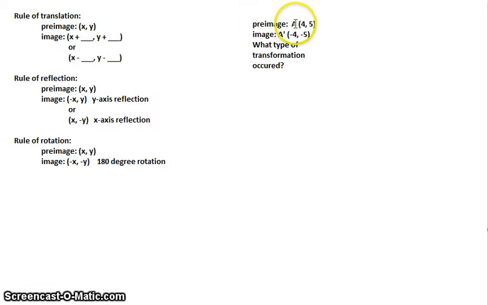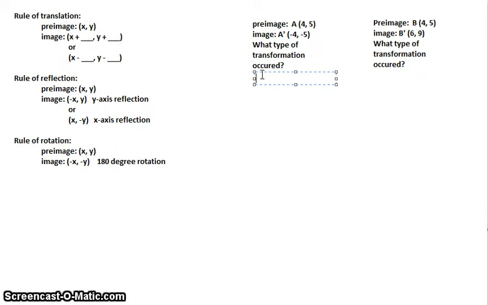Here's your pre-image. A is 4, 5. And then your image is negative 4, negative 5. What type of transformation occurred here? Well, what we can do is see how the pre-image coordinates compare with the image coordinates, and we can see that they both became the opposite. So we know that we have a 180-degree rotation. So what type of transformation do we have? A rotation. Then, here, I'll go ahead and type that too.